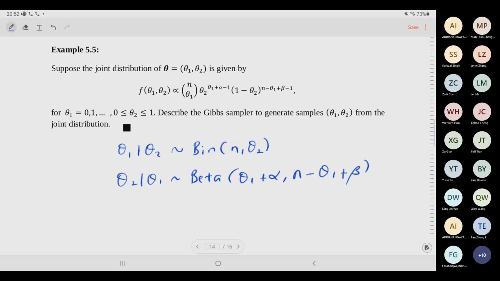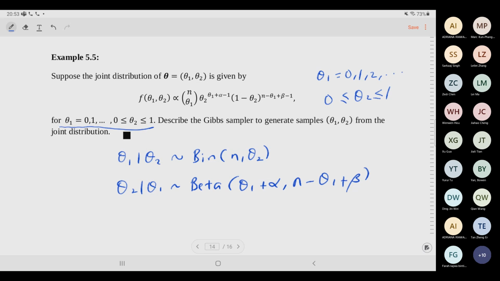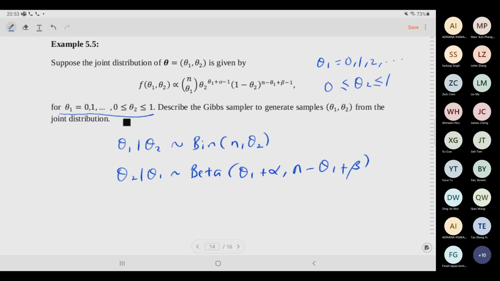The important part here is theta 1 is from 0, 1, 2, and it's discrete, and theta 2 is between 0 and 1. This is given here. Meaning your theta 1 is discrete, so you must have a discrete distribution. And theta 2 is between 0 and 1, so the only thing theta 2 can be is either beta or uniform. Theta 1 can be binomial, Poisson, whatever.